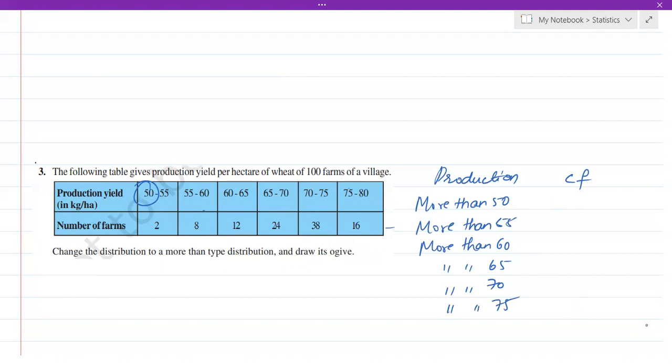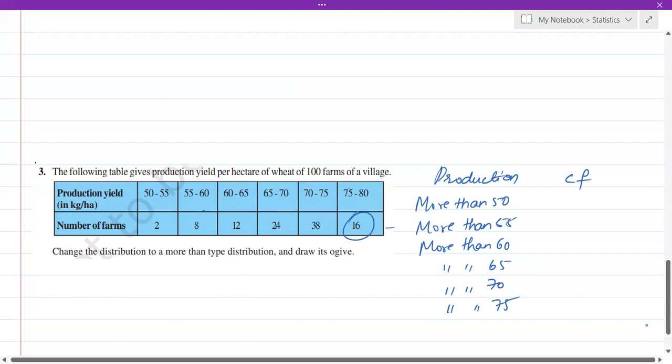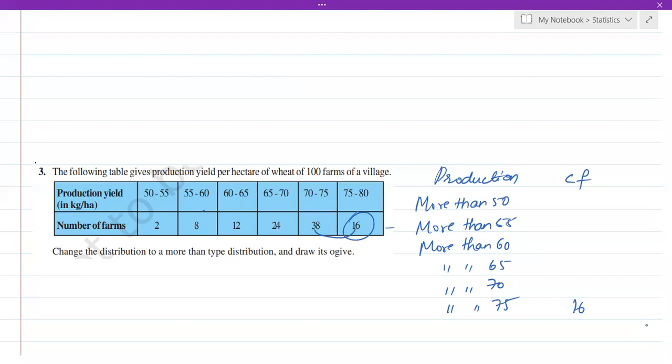Or to make it very, very simple, if it is more than type, write the last value as it is, then add 16 plus 38. You get 54. Then 54 plus 24, that gives you 78. 78 plus 12, that gives you 90. 90 plus 8 is 98. 98 plus 2 is 100. Okay.